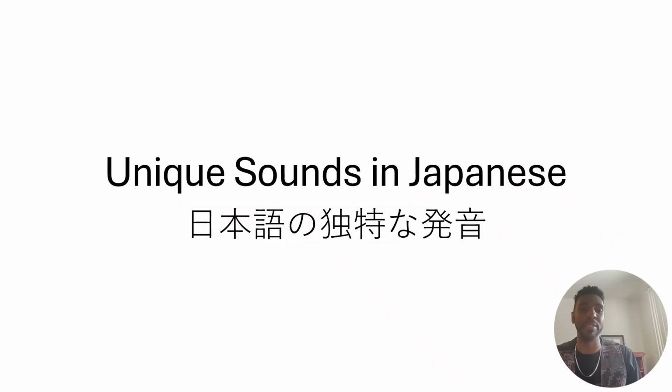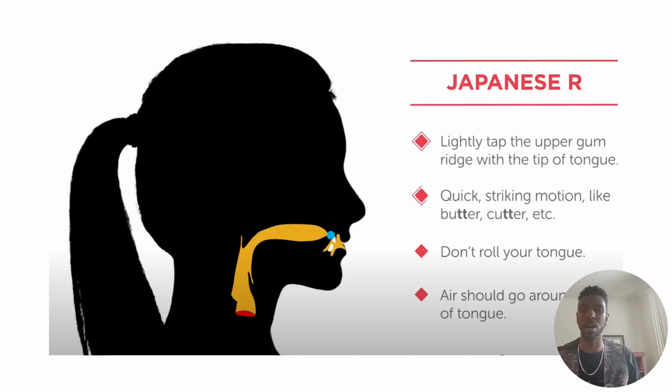Unique sounds in Japanese. Nihongo no dokutoku na hatsuon. The R, it's not like r, r, r. It's more like a D kind of. You lightly tap the upper gum ridge with the tip of your tongue. Ra, ra, ra, ra, ra. Not ra. They don't have that sound.